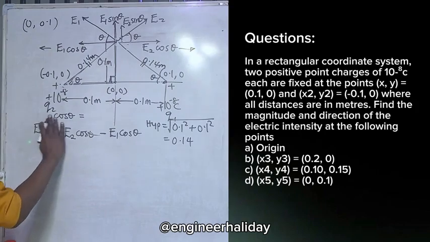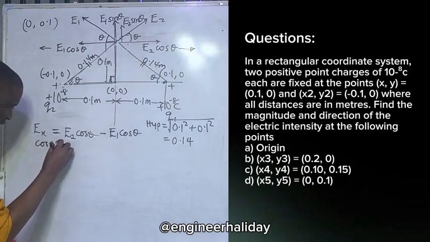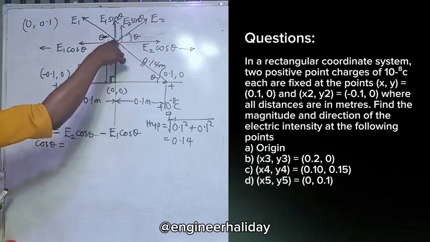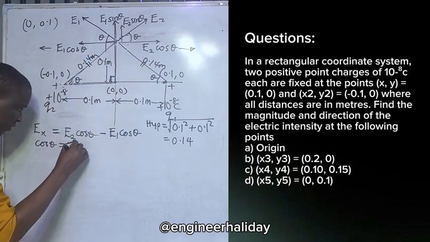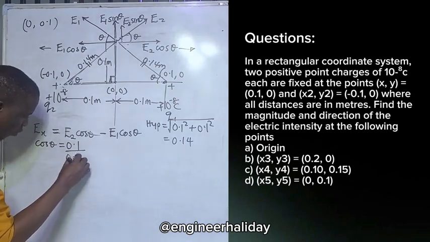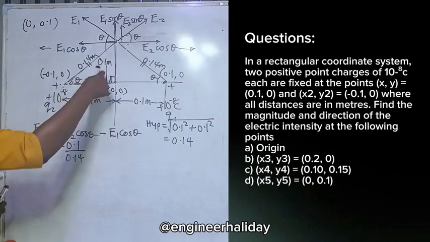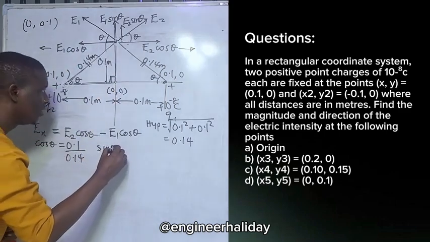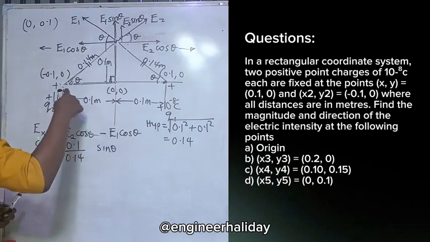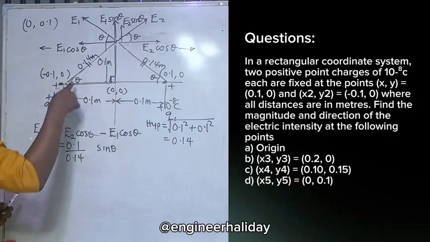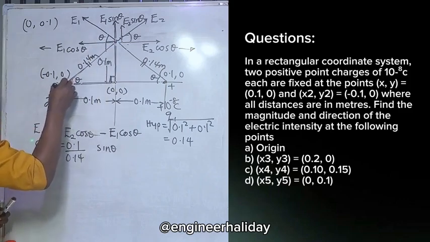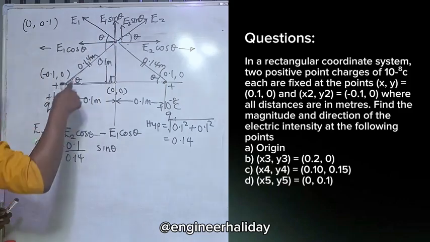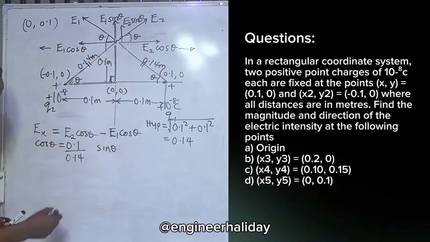Now, what is now cos theta? Cos theta. Let's use that idea that we used that time. Adjacent over what? Hypotenuse, which is 0.1 over what? 0.14. Adjacent over what? Hypotenuse. What about sin theta? Sorry for that, it's a mistake. Adjacent over what? Hypotenuse.